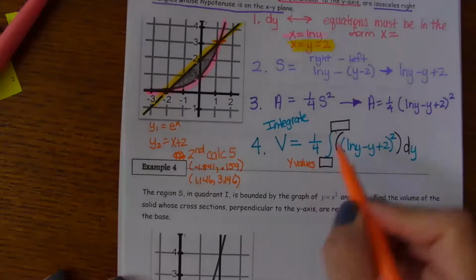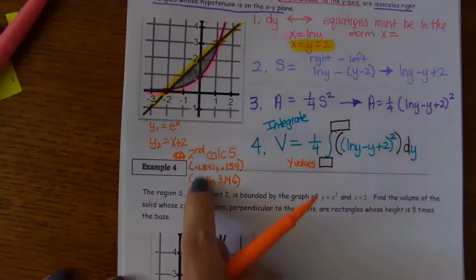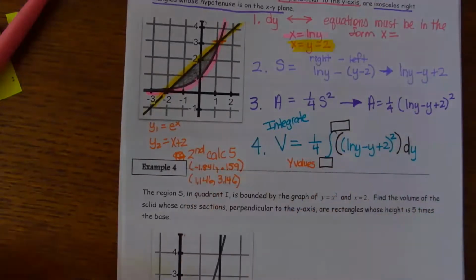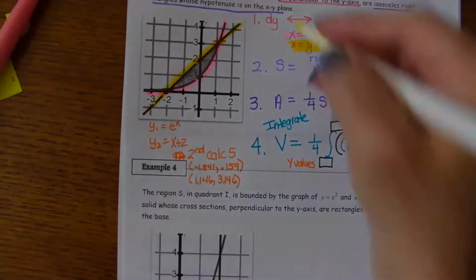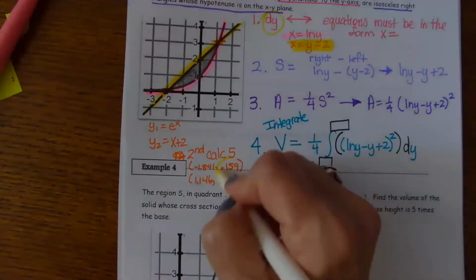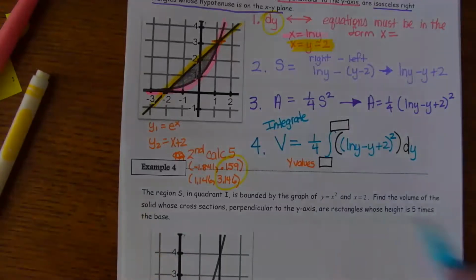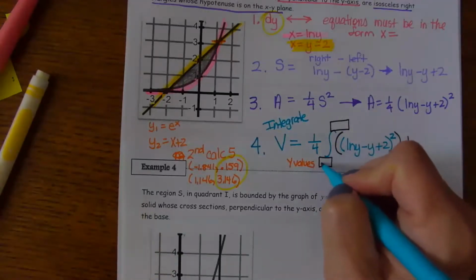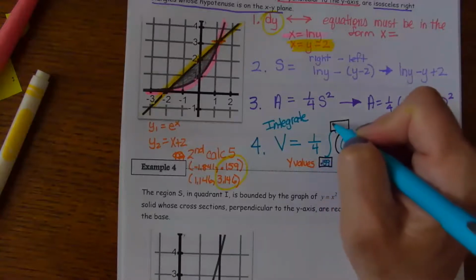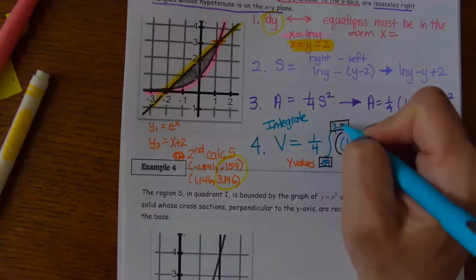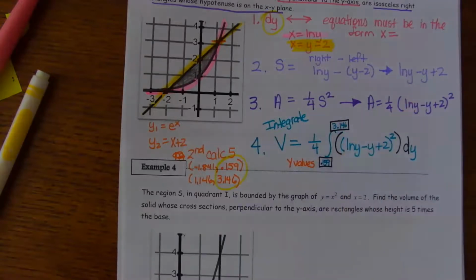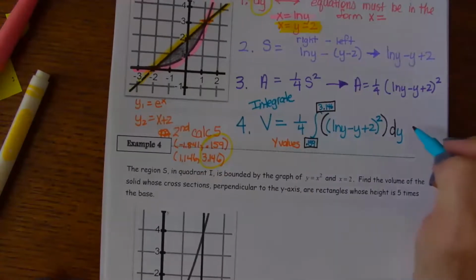Now, what values am I going to stick in here? These two or these two? Since it's a dy, I want those values, right? Okay. Now you're ready to put that in your calculator.